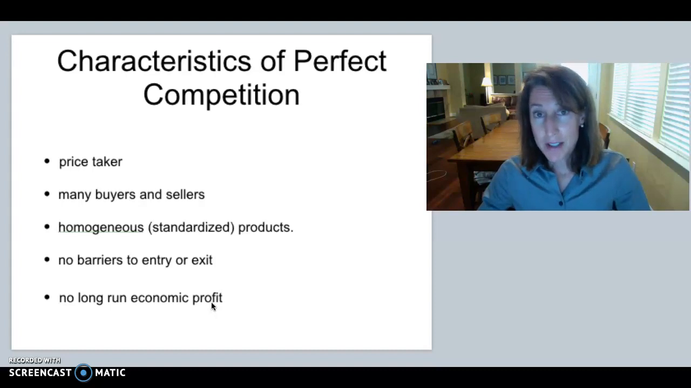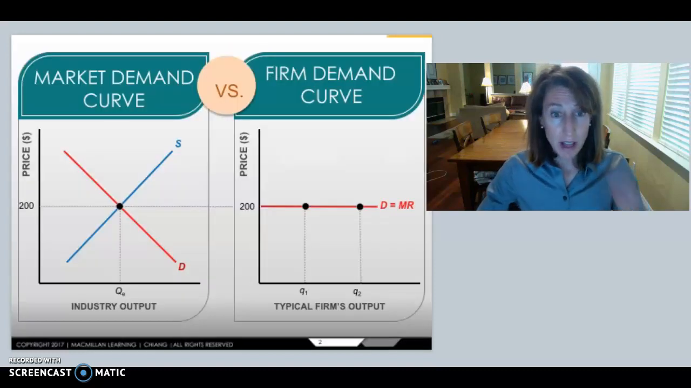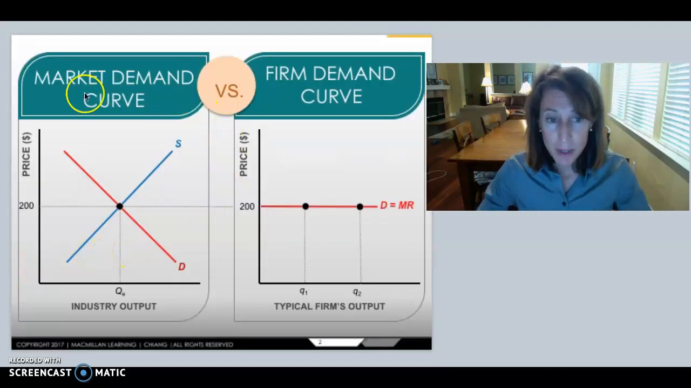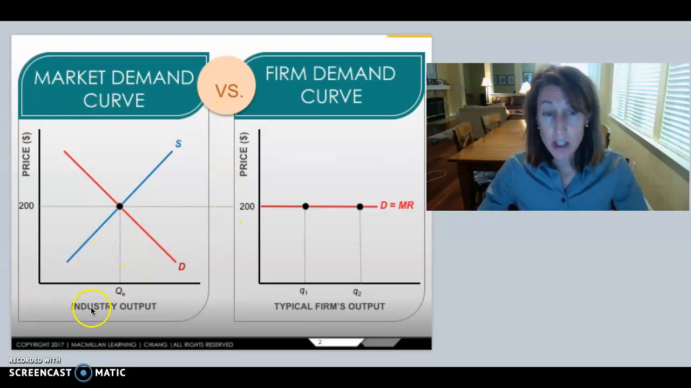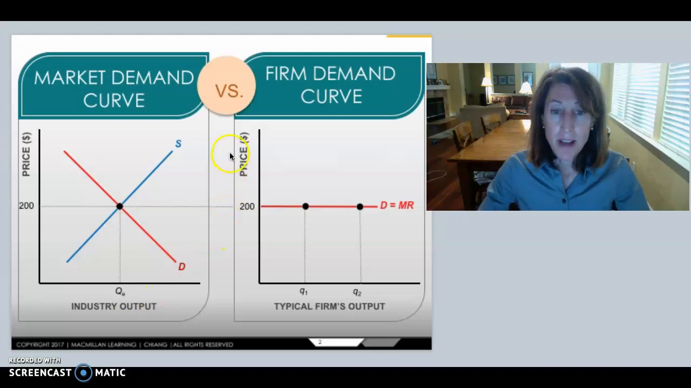What we want to do now is take a good look at what the graphs look like. Some of this will feel familiar. Take a look at this market demand or industry curve. That's our supply and demand curve that we've already studied. But now you'll notice we have another axis here that's got the firm's demand curve. Where demand and supply intersect is the equilibrium, it sets the price, 200, and that price is the price that's taken by the firm.